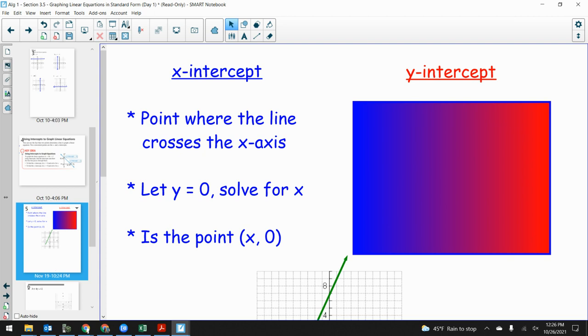So, the x-intercept. The x-intercept is defined to be the point where the line crosses the x-axis. Remember, the x-axis is the vertical axis. So it's the point where the line crosses the vertical axis. The point where the line crosses the x-axis.